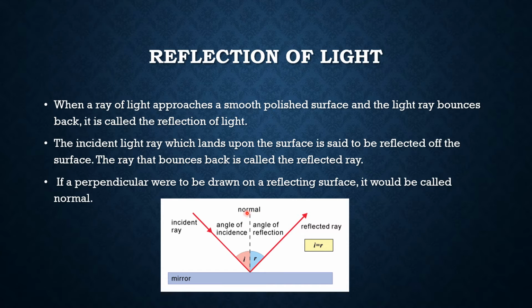Now, this perpendicular line is the normal, and it is perpendicular to this mirror, which is the reflecting surface. The light ray approaching the mirror is the incident ray, and the light ray being reflected is the reflected ray. Now, the angle between the incident ray and the normal is called the angle of incidence, I, and the angle between the normal and the reflected ray is called the angle of reflection, R. The angle of reflection is equal to the angle of incidence, that is, I is equal to R.